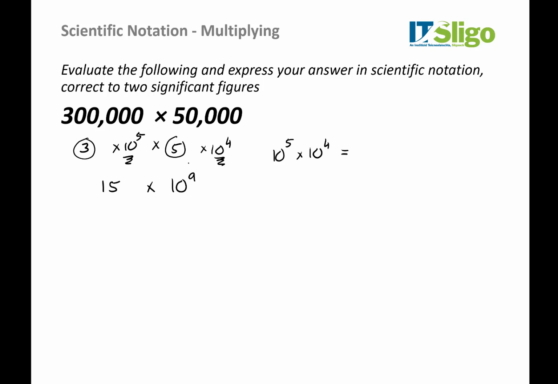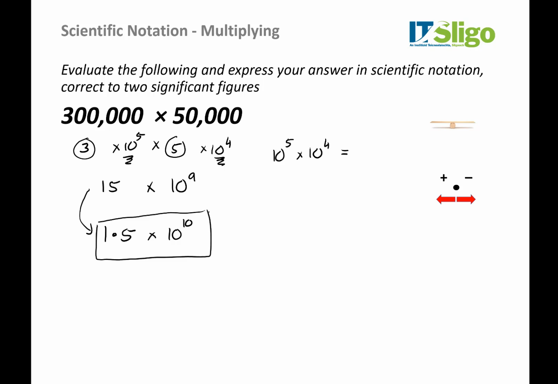Now, this looks like it's in scientific notation, but it's not. This value, our number part, is greater than 1, so we need to make this smaller. This is where the balancing comes in. This side has got smaller by a factor of 10, so the other side needs to get bigger by a factor of 10. And that's our answer then. Correct to 2 significant figures. That is correct to 2 significant figures. We don't need to adjust it.